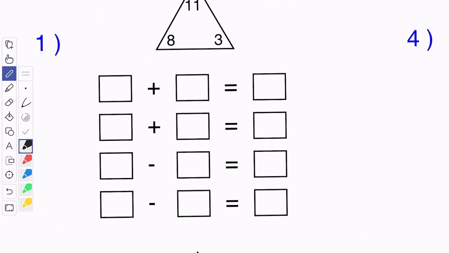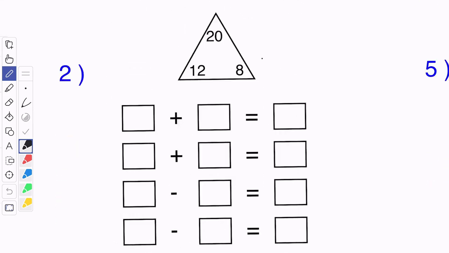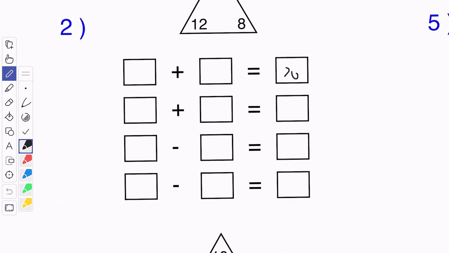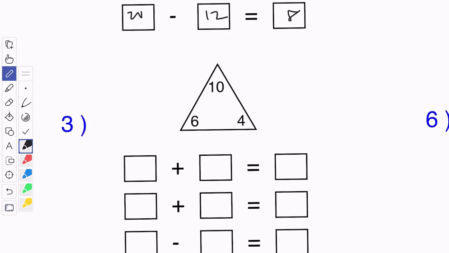For this one, out of 8, 3 and 11, 11 is going to be the biggest. 8 plus 3, 3 plus 8, 11 minus 8 is 3, 11 minus 3 is 8. For 12, 8 and 20, 20 is going to be the biggest. 8 plus 12 is 20, 12 plus 8 is 20, 20 minus 8 is going to be 12, and then 20 minus 12 is going to be 8.